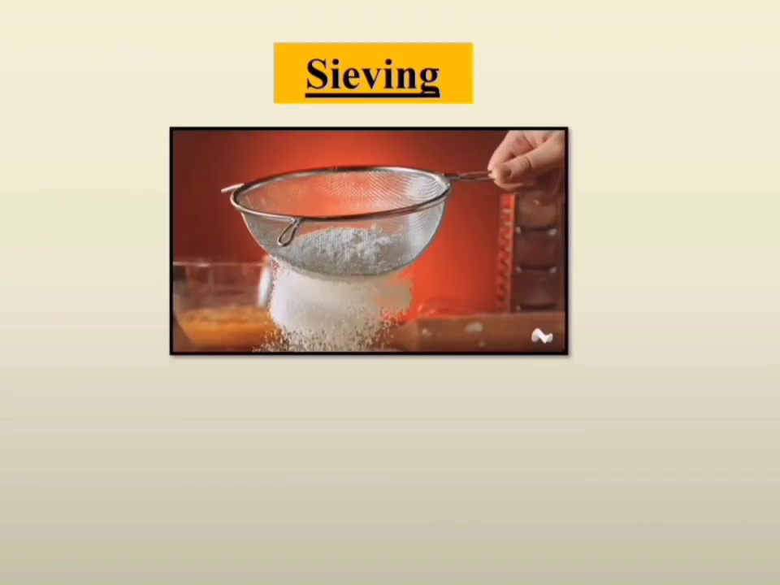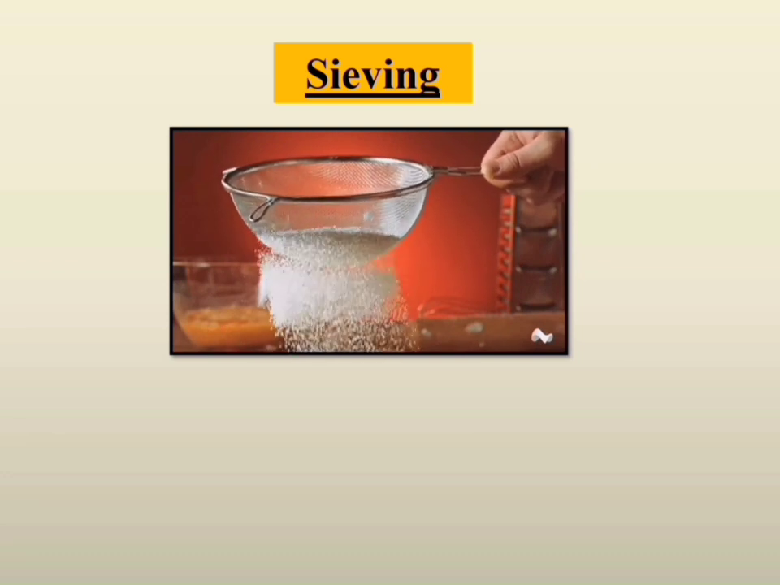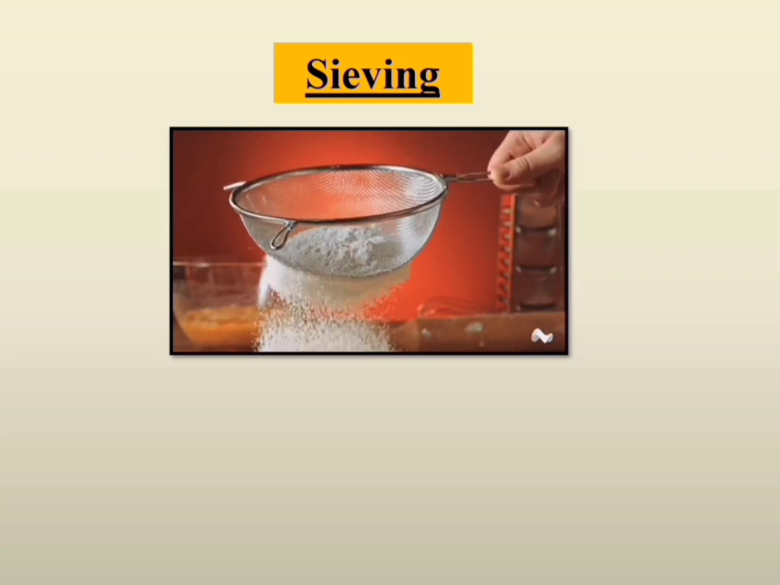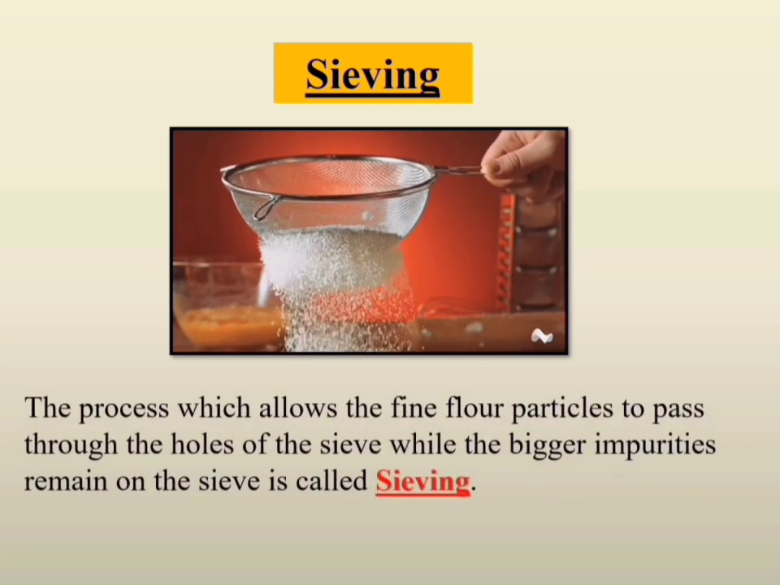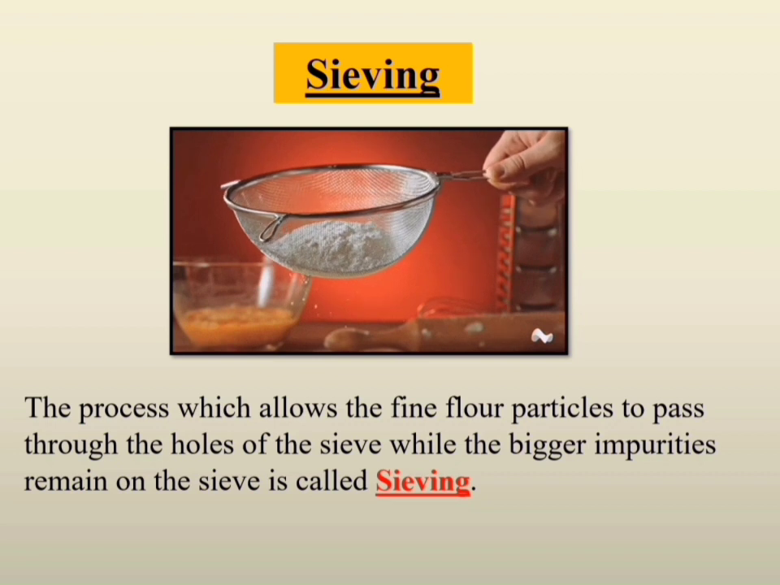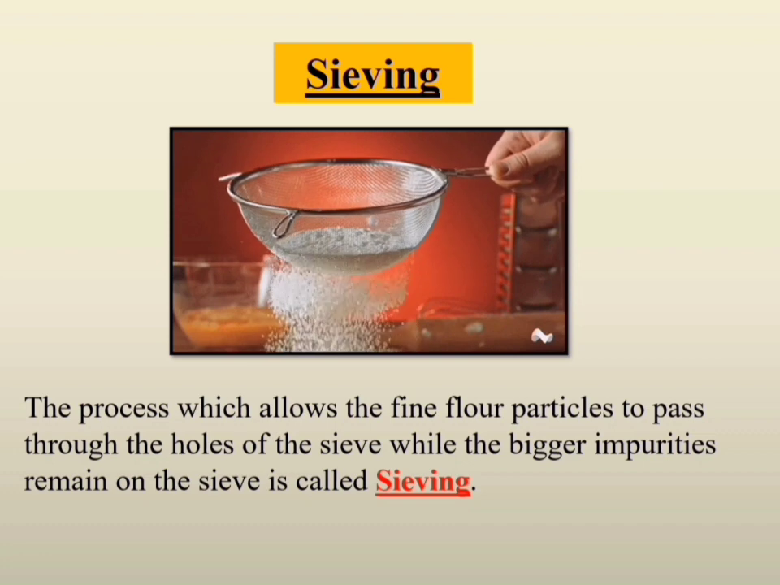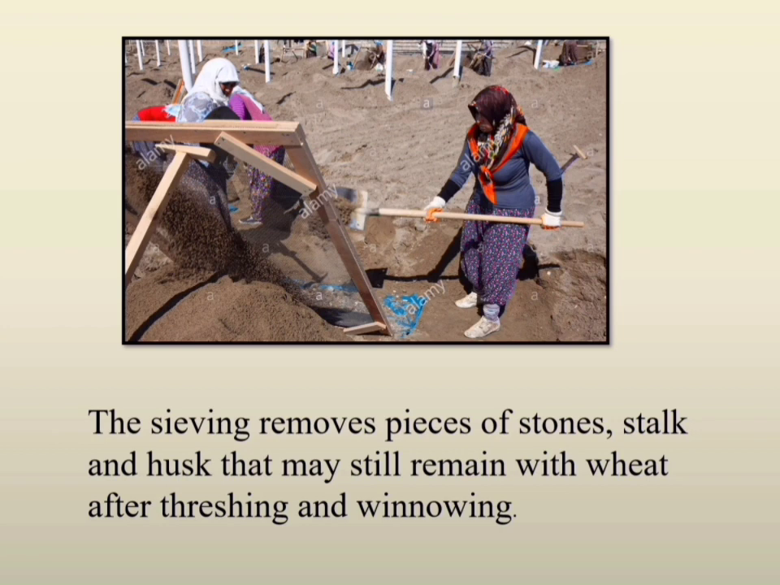Our next method is sieving. Sometimes while preparing a dish with flour, we need to remove the impurities from it. Sieving allows the fine flour particles to pass through the holes of a sieve while the bigger impurities remain on the sieve. So the process which allows the fine flour particles to pass through the holes of a sieve while the bigger impurities remain on the sieve is called sieving. You may have also noticed a sieve being used at construction sites to separate pebbles and stones from sand.